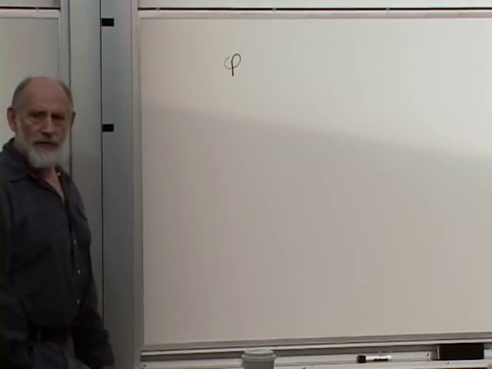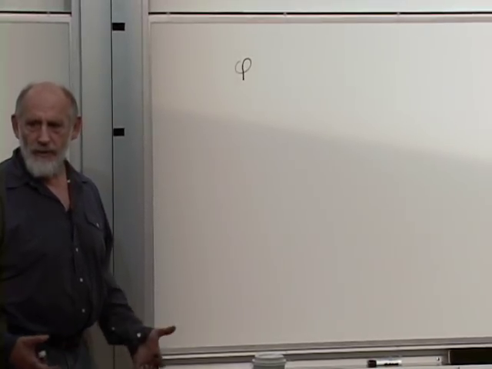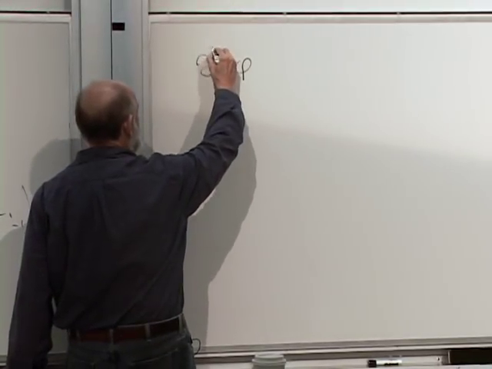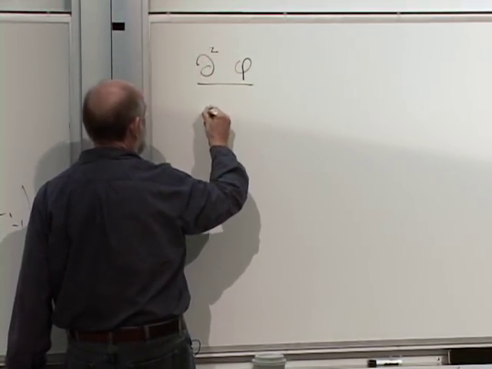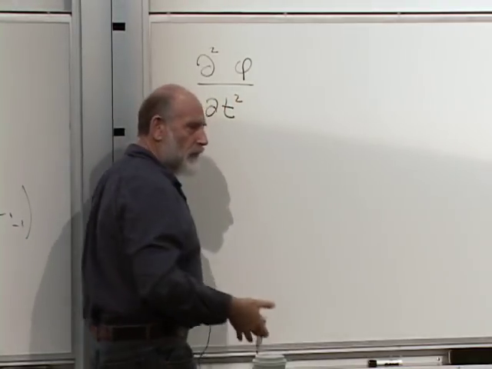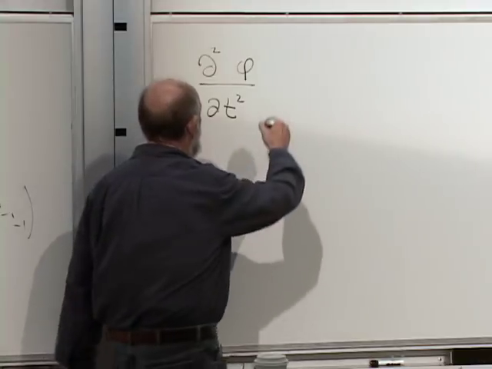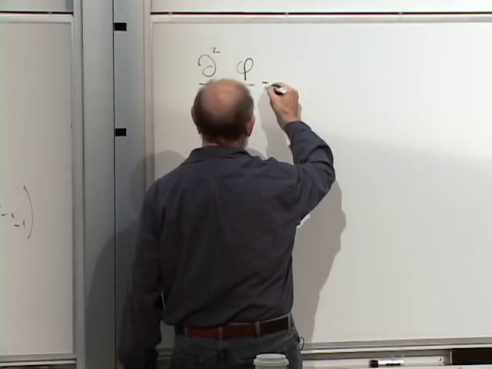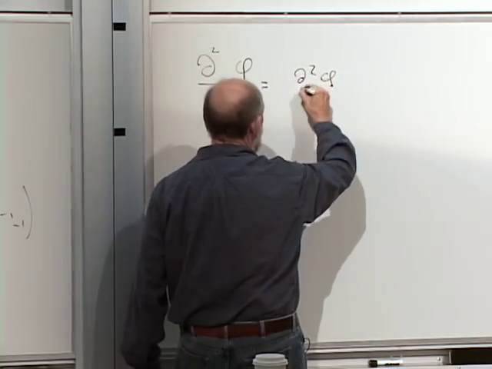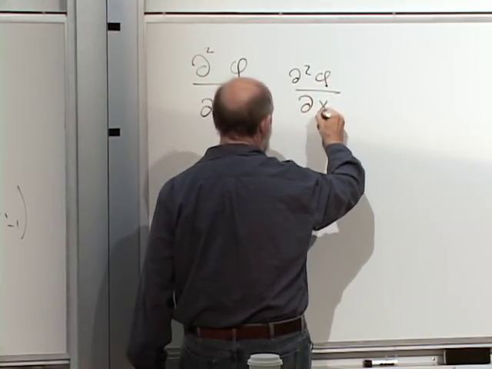Well, it has some derivatives of phi, time derivatives of phi and space derivatives of phi. And the form of the equation is that the second derivative of phi with respect to time squared, this is the simplest possible wave equation, is equal to the second derivative of phi with respect to, let's call the space coordinate x.